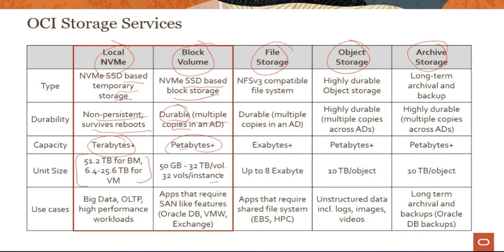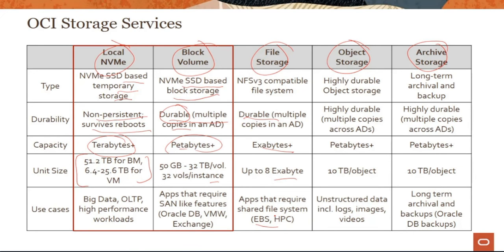The third storage service supported on OCI is file storage. This is an NFS v3 compatible file system. Again, it's durable storage, with multiple copies in an availability domain. The capacity is exabytes, and you can see some numbers here. This is for applications that require a shared file system. For Oracle, it would be Oracle's own applications like EBS. It can be HPC, or some other scenarios.